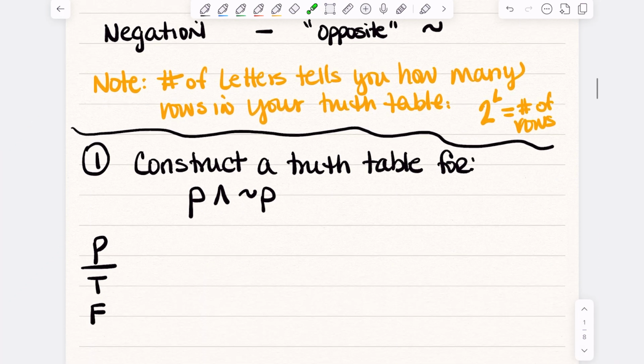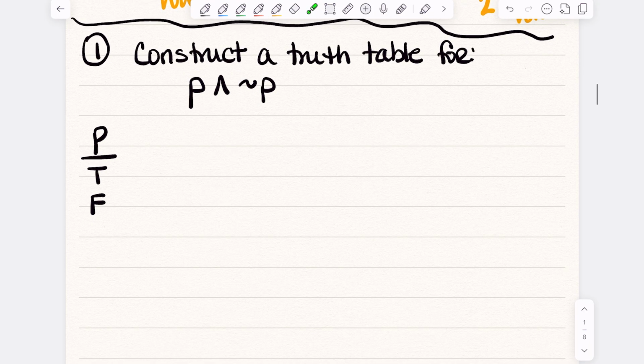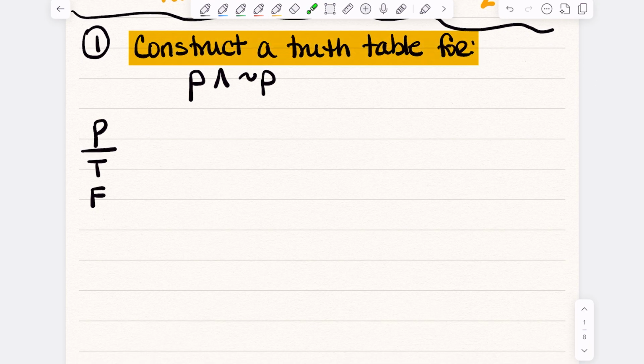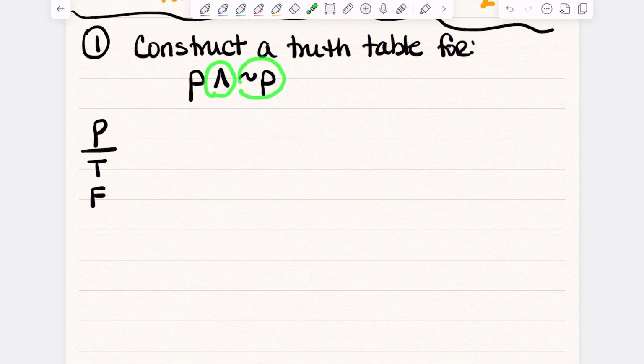So let's just work through some examples. This one says construct a truth table for P conjunction negation P. Now I'm saying it using the proper math lingo, but what I try to encourage my students to do is know what the conjunction and disjunction is, but say it how you know how to say it. I would say this, if I'm saying it out loud, as P and not P.